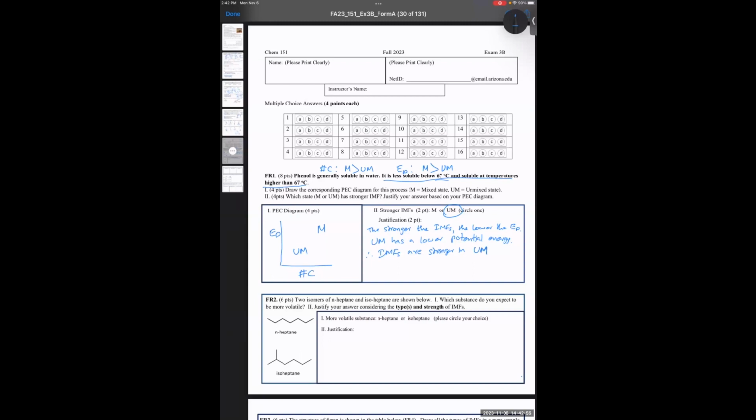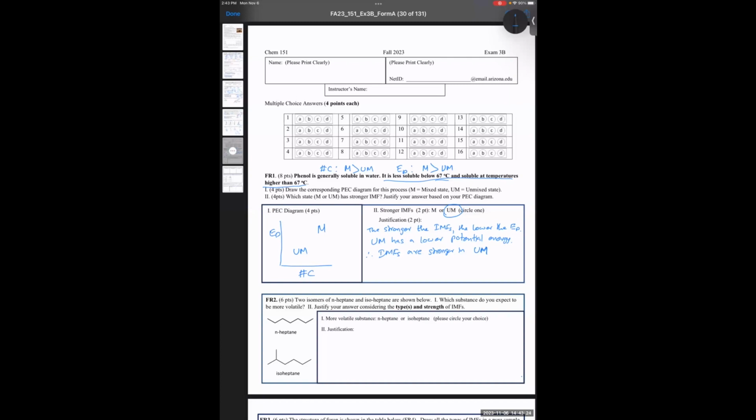We get 2 points for circling the unmixed state and 2 points for the justification. Moving on to question 2: two isomers of heptane, n-heptane and isoheptane, are shown below. Which substance do you expect to be more volatile?